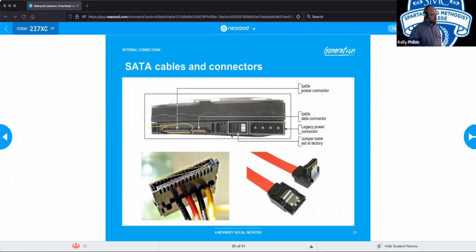They even allowed on this particular one older legacy power connectors, just in case your power supply has not updated to the typical SATA drives. This would be your 4-pin Molex here, and then here is your mini Molex.